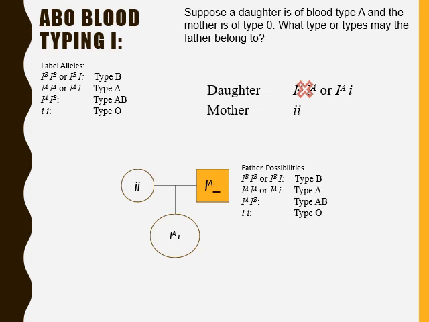So if we look at the possibilities, any of these that have an IA in them could be the father. And that really just comes down to these two groups. The father could be type A or type AB. If the man that they were trying to figure out was the father was type B or type O, they're out of the running.